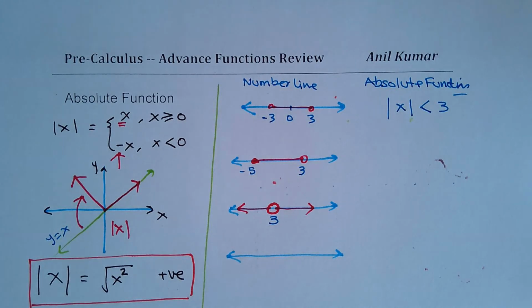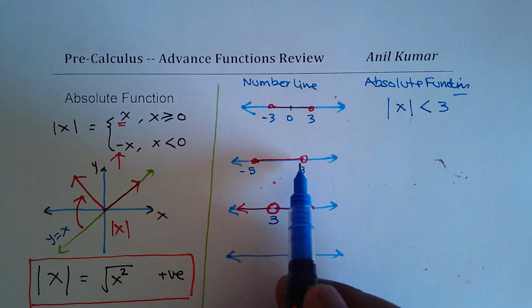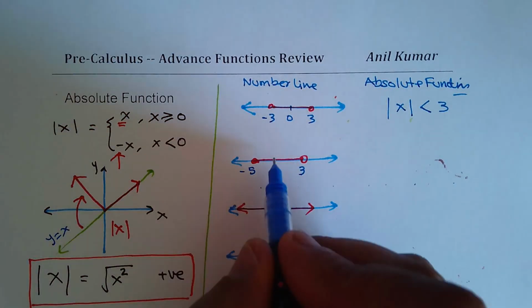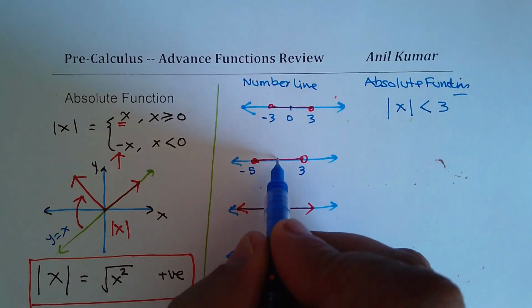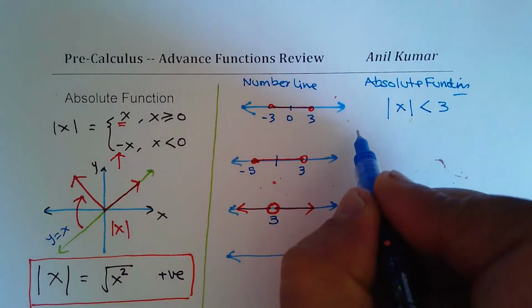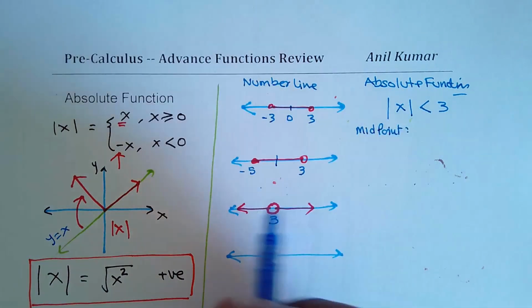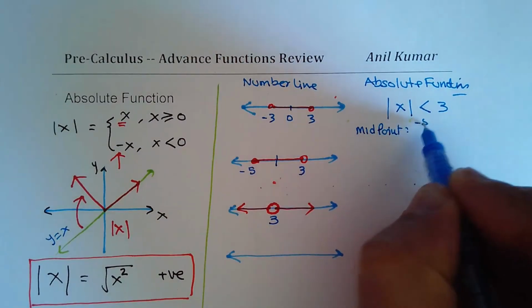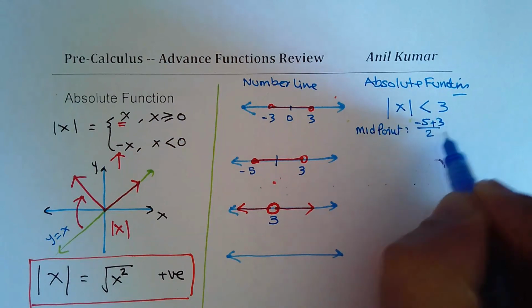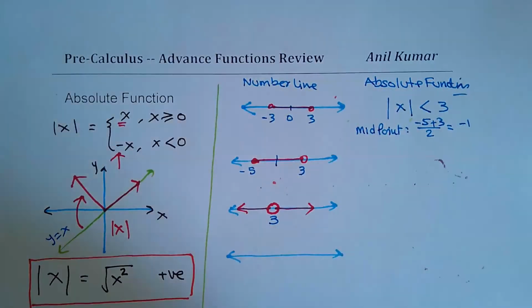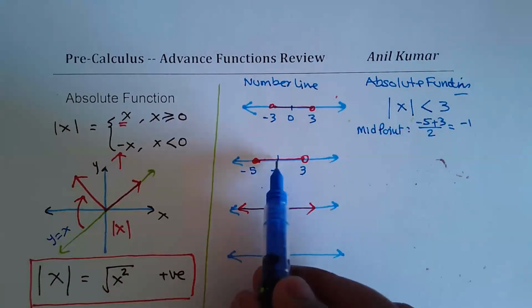Now in the case which we are considering here, we'll go through the definition. The idea is to find the midpoint. So in this case, find the midpoint. So what is the midpoint here? Add them, divide by 2. Minus 5 plus 3 divided by 2, which is minus 2 divided by 2 or minus 1. So this midpoint is minus 1. How far are you from midpoint?